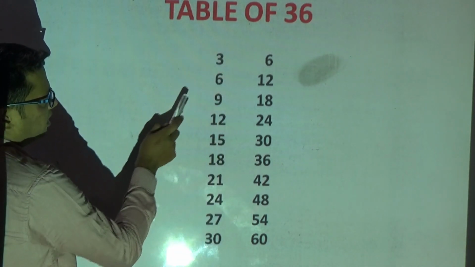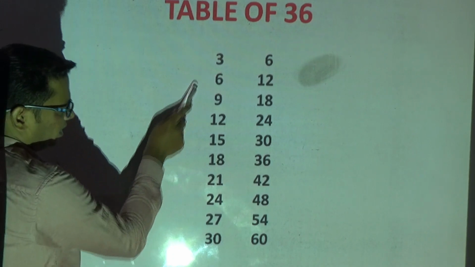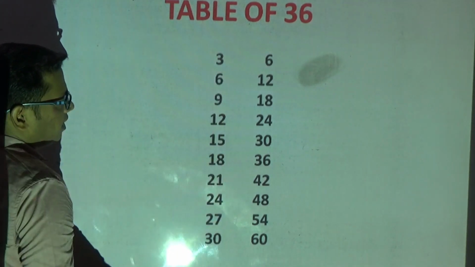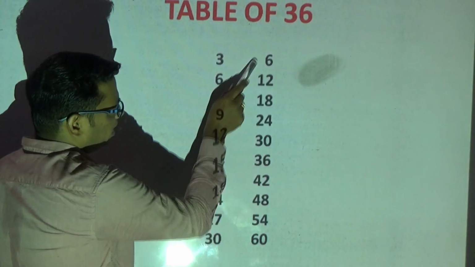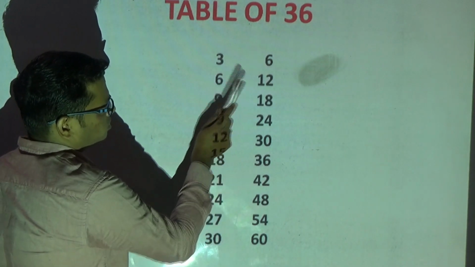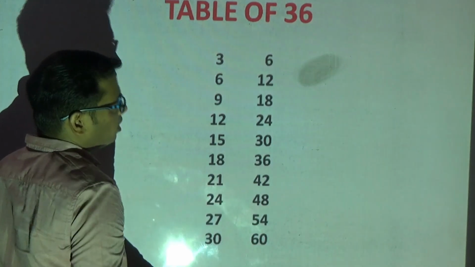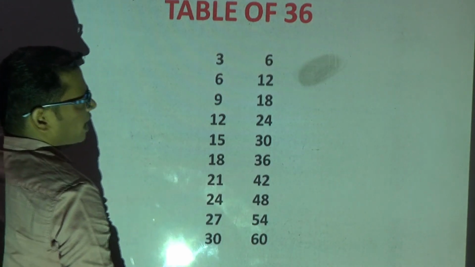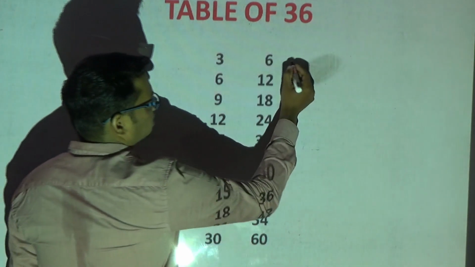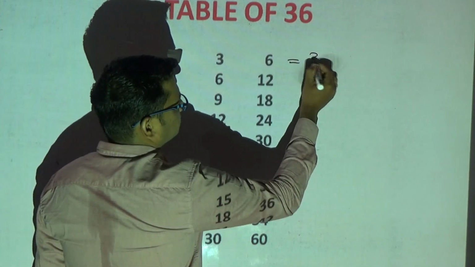Okay, 3 1s is 3, 3 2s is 6, 3 3s is 9. Similarly I will construct the table of 3. And I will construct the table of 6. 6 1s is 6, 6 2s is 12, 6 3s is 18. Like that I will construct the table of 6. Now I am going to construct the table of 36. Kindly observe here. Write 36.